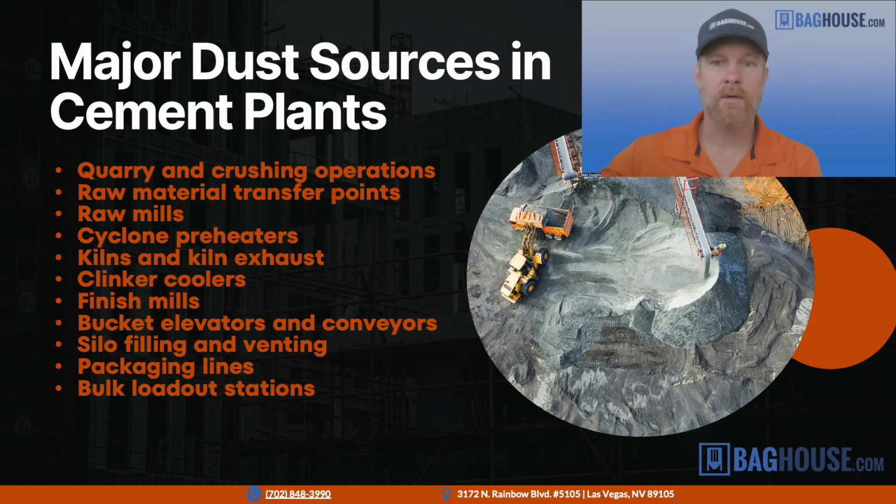So major dust sources in cement plants. Every part of the process has its own typical dust producing points. The biggest dust points are, we've got quarry and crushing operations, right? Typically you're dumping raw material, rocks, and very coarse material into conveying systems. So every time at the head box of the conveyor, or the tail pulley area where it dumps onto the other conveyor, you're going to have a dust plume.